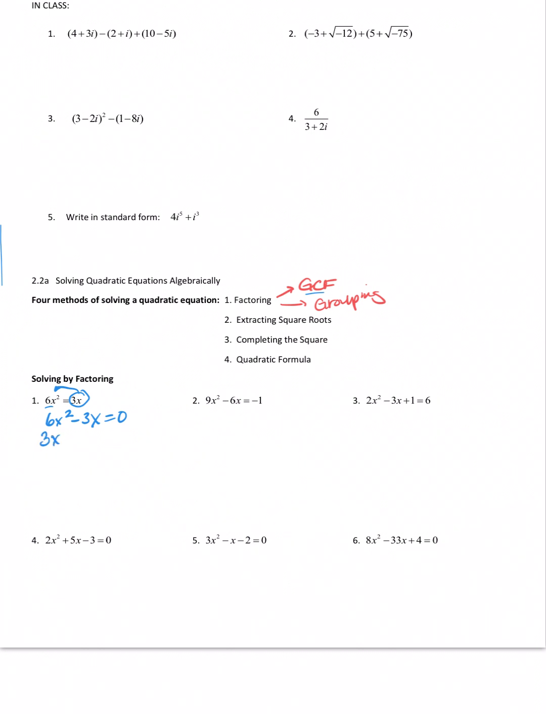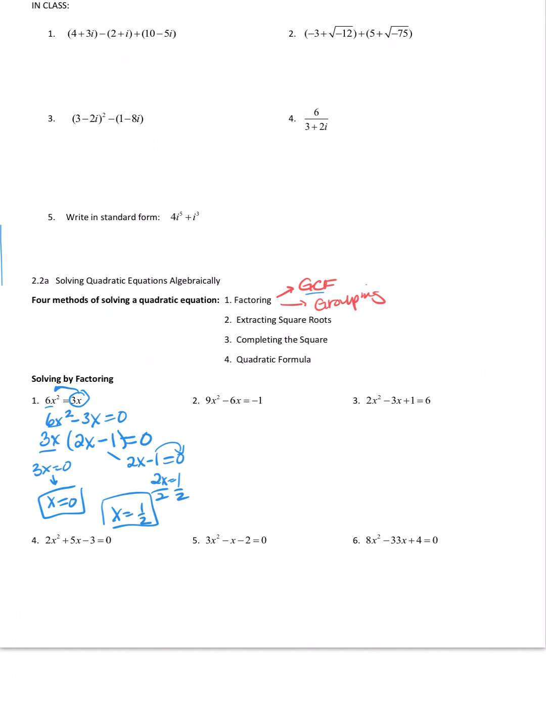A 3 and an x. So if I divide out a 3x out of that first term, I'll have 2x left, and then I'll have a minus 1 where that 3x was, and it's still equal to 0. So to solve this, I set each part equal to 0. So I'll set 3x equal to 0, and then I'll set the 2x minus 1 factor equal to 0. This solves out to x is 0. This, I move the 1 over, divide by 2, so x will equal 1/2. So I have 2 answers. It's quadratic, so I should have 2 answers.